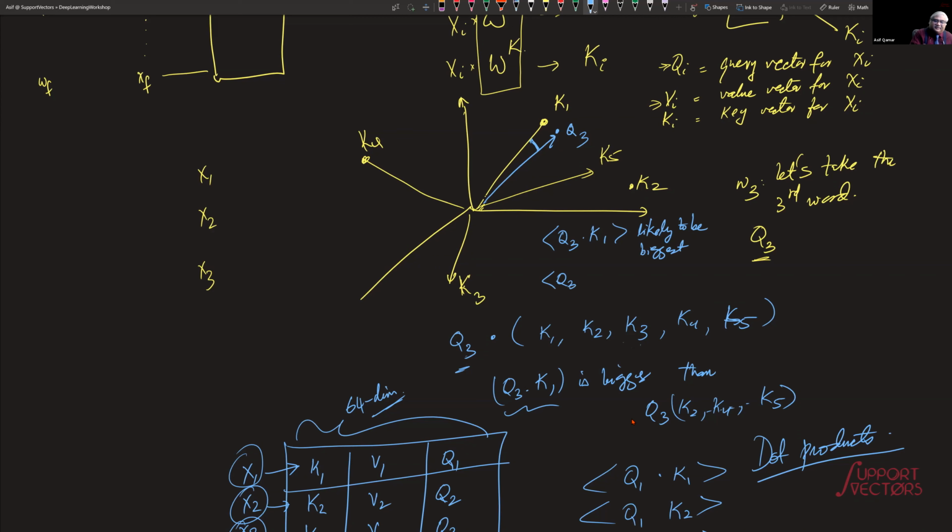Maybe Q3 with K5 is next biggest, and the rest of it, Q3 versus the rest, is likely to be close to 0. Would you agree, just looking at this picture? And that is something interesting.